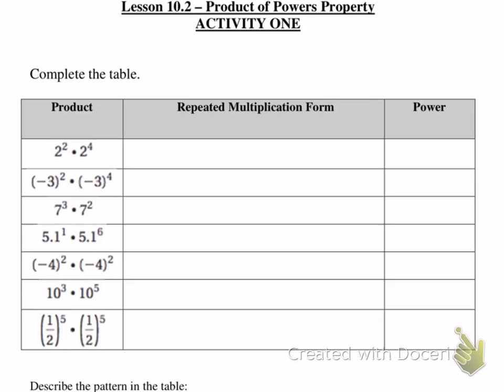What I want you to do right now is I'd like you to complete the table here, which some of you may have already seen. If you've already completed the table in your RPJs, then great, you can kind of move on and skip ahead in the video. Alright, let me do this first one here for you. The problem is 2 squared times 2 to the 4th.